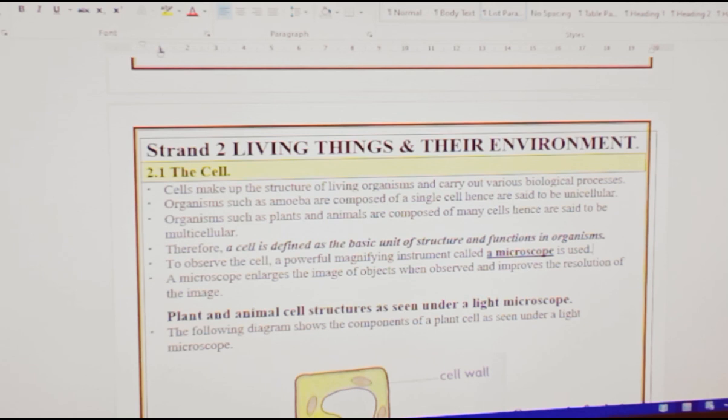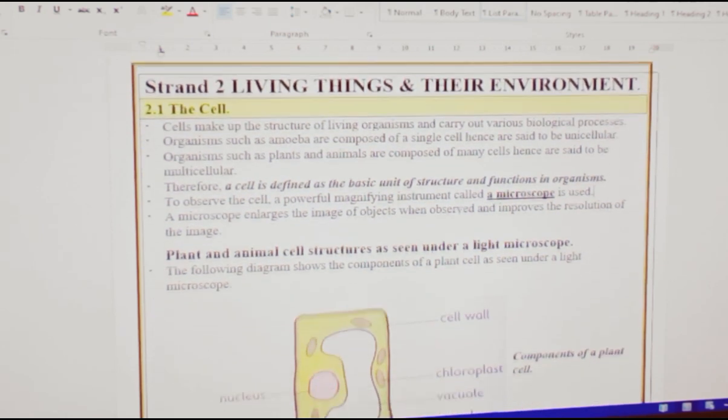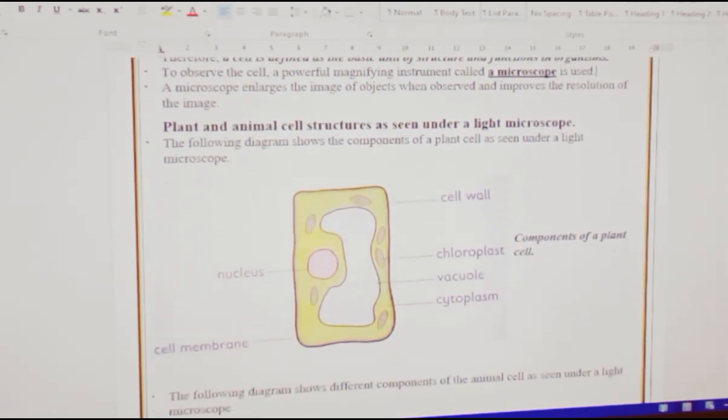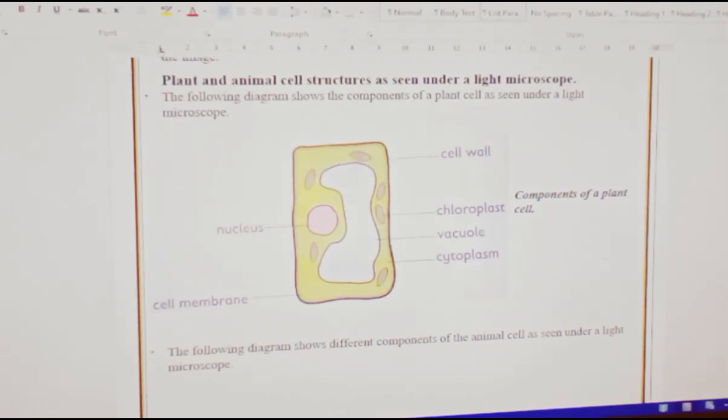So let's move on. We have got a diagram showing a plant cell. Let me drag it down so that you can see it clearly. That is a plant cell. This plant cell has been enlarged by use of the microscope so that we can see what it contains.